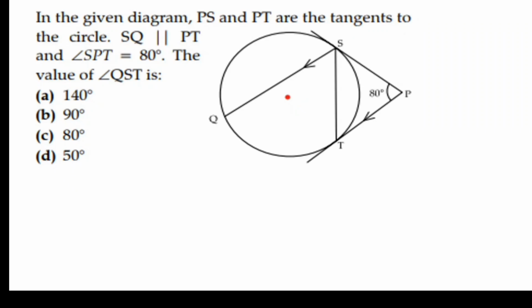In this question, we have to find the value of angle QST. Given is angle SPT is equal to 80 degrees, and another important point given is line SQ parallel to PT. Okay. Now I can say angle QST will be equal to angle STP. Now as you can see, it's forming alternate angles. So angle QST is equal to angle STP, alternate angles.